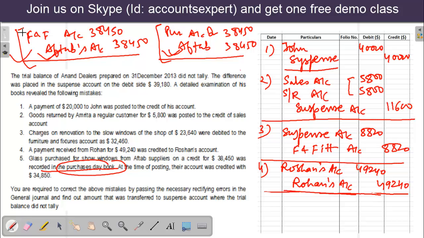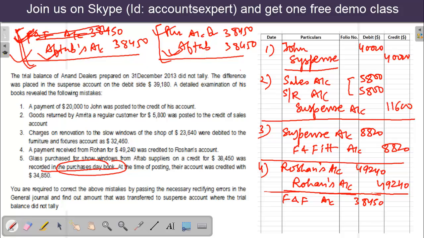Yeah, now see, this is the correct entry. According to this entry we will go. According to this entry, furniture and fitting account should have been debited, but we debited purchase account. So this account was not debited, so now I will debit this account. Furniture and fittings account will be debited with how much amount? 38,450. So this account is rectified now.